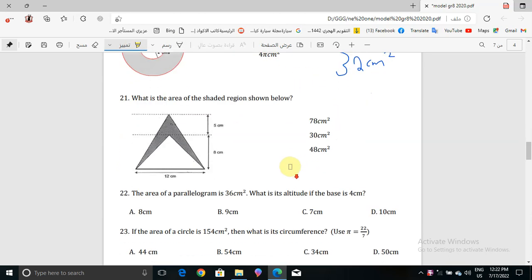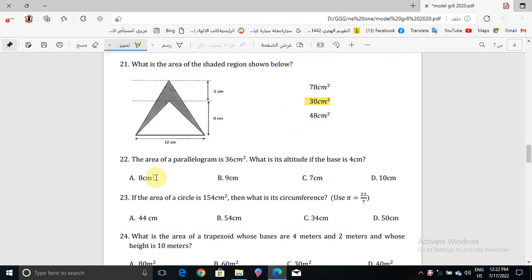Okay, now in question number 21, what is the area of the shaded region shown below here? It will be the same thing, so we'll get the answer 30 centimeters squared, which is in choice B. Now question number 22, the area of a parallelogram is 36 centimeters squared. What is the altitude if its base is 4 centimeters?